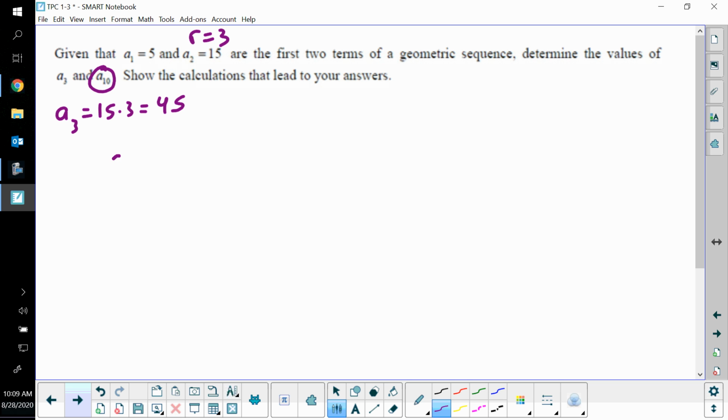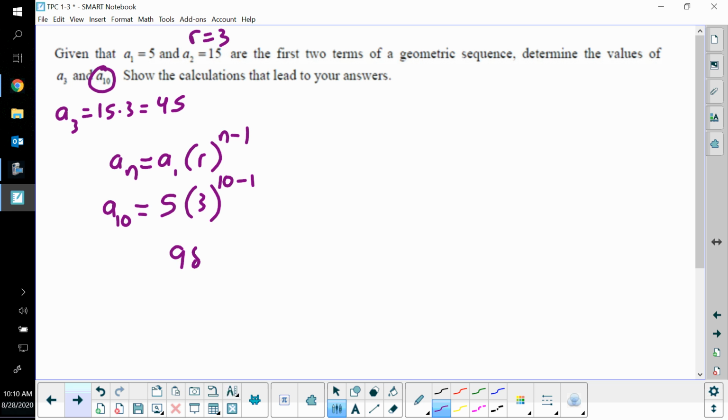Well, to find A10, we've got to use our explicit formula that's on our reference sheet. We're going to have A10 is equal to our first term of 5. We know our R is 3, and we'll have 10 minus 1. Now, it's a good idea always just to predict. We should be bigger than 45 if we're multiplying by 3, and the last one we knew was 45. When we type that in the calculator, we'll get 98,415.